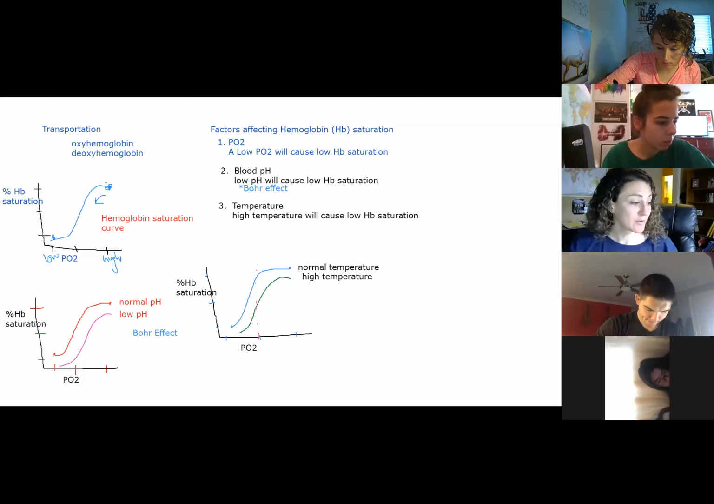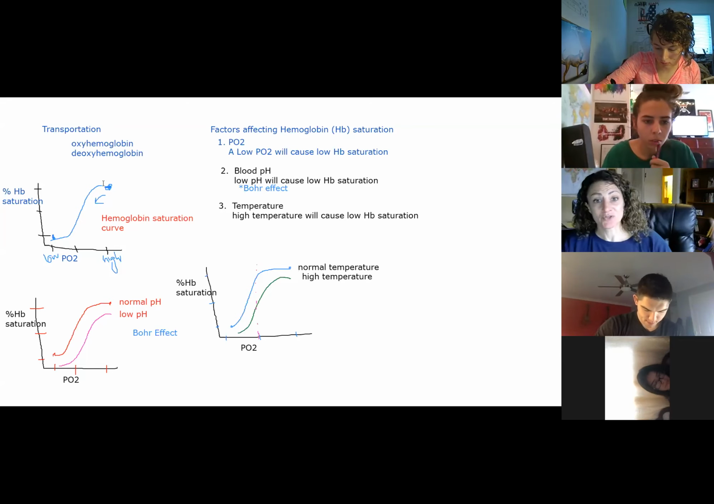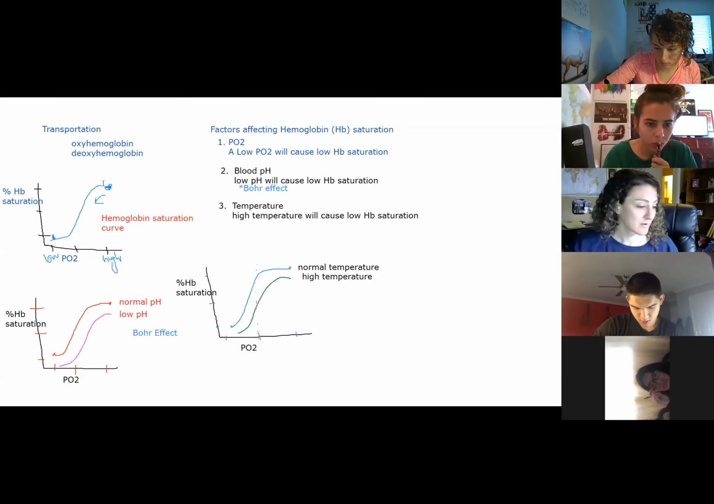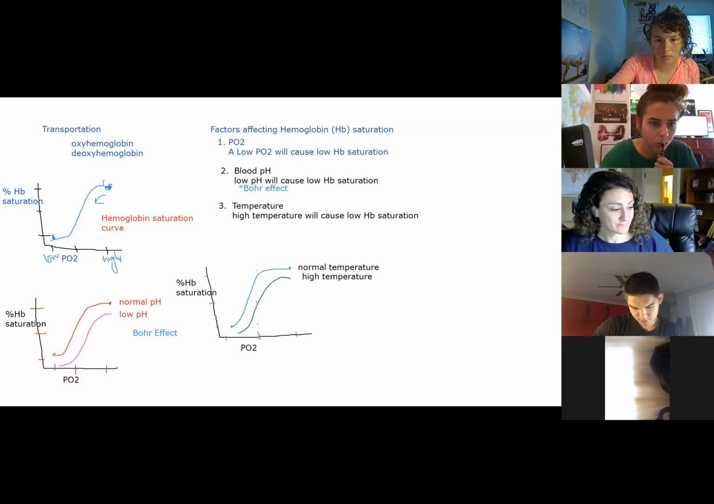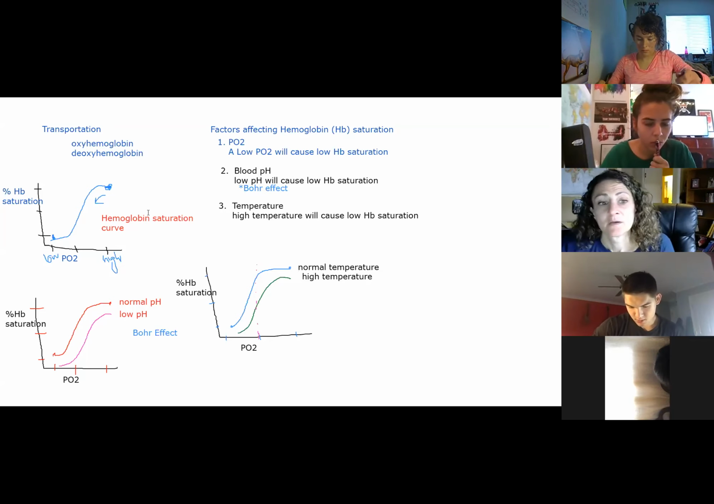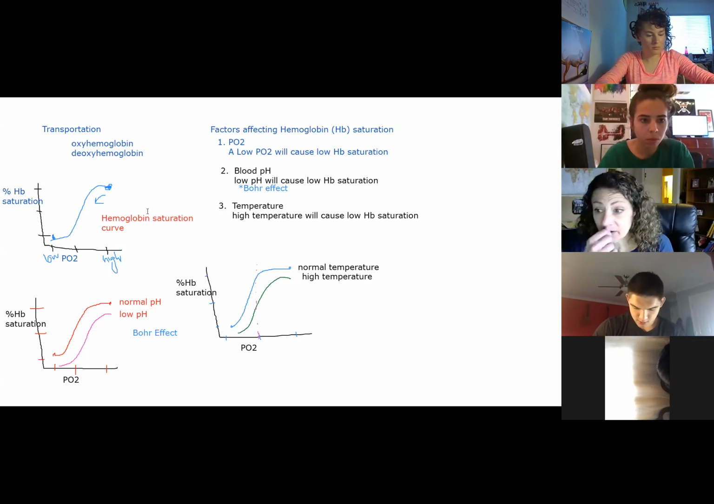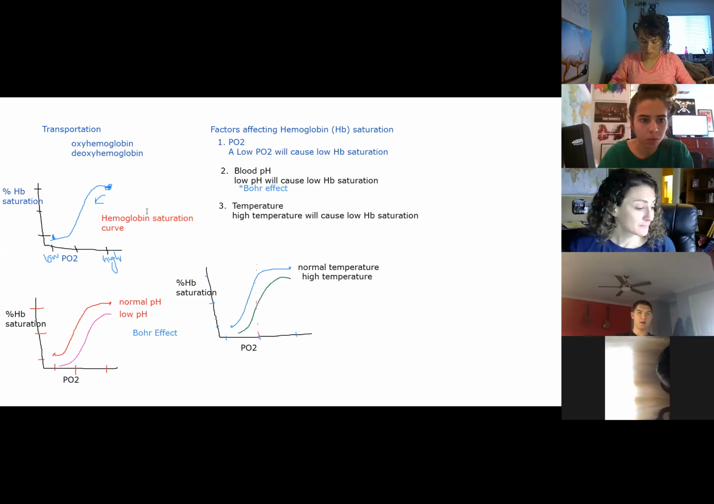Next we're going to go into capillary diffusion, which is how we get the oxygen into the exercising muscle and into the mitochondria. This is just dropping it off there. You might want to screenshot this if you haven't yet. I'm going to take it down.